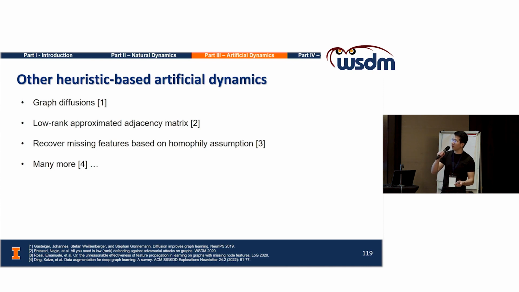Oh, graph structure learning is a part of the artificial dynamics. So graph structure learning can be involved in the techniques of graph augmentation, right? So it augments the given graph topology, and the artificial dynamics include that, but also we can augment the node feature matrix as well. So that's the difference.